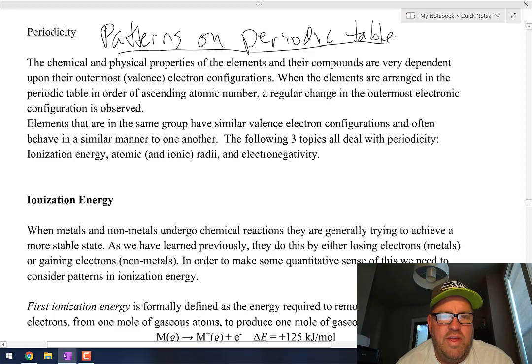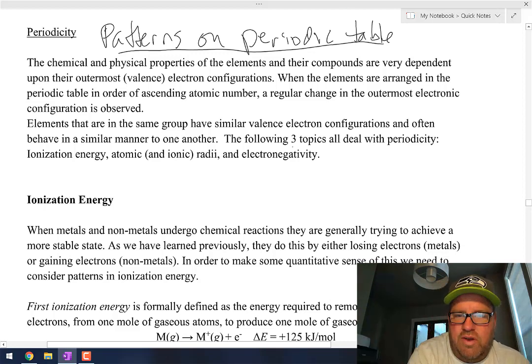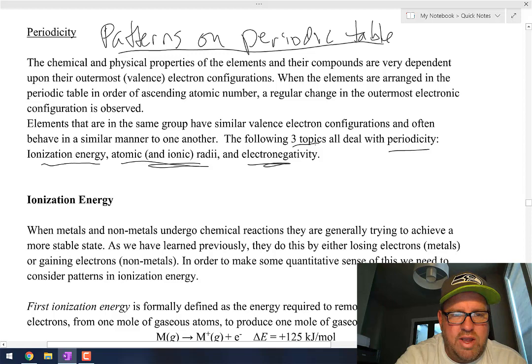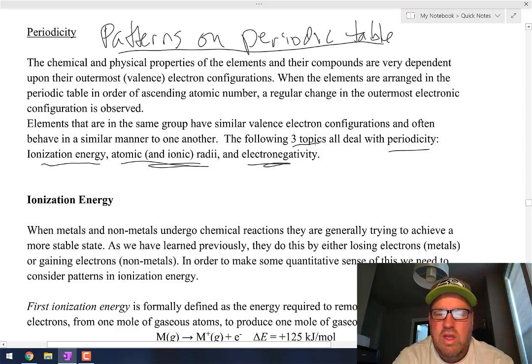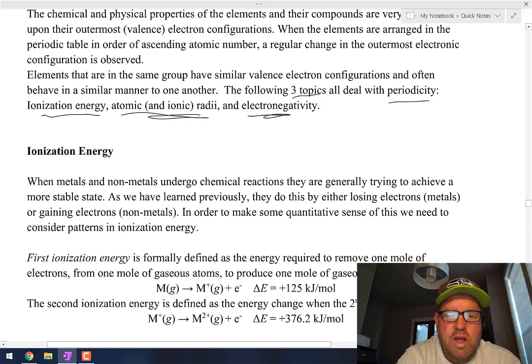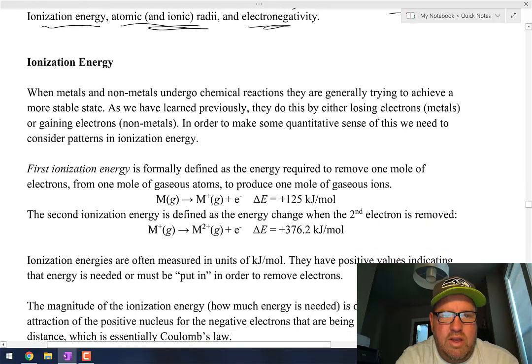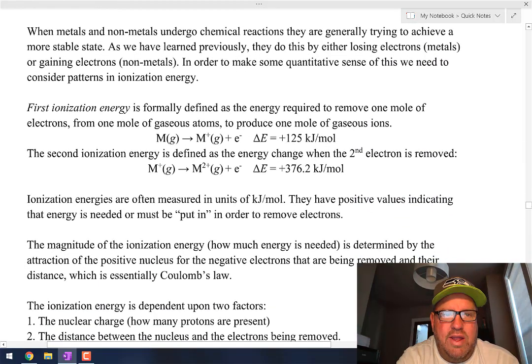There's basically three different topics we'll talk about that deal with patterns on the periodic table: ionization energy, sizes of atoms, atomic and ionic radii, and what's called electronegativity. This is a review from first year chemistry. We're going to get into a little bit more detail here. So let's dive right into ionization energy.